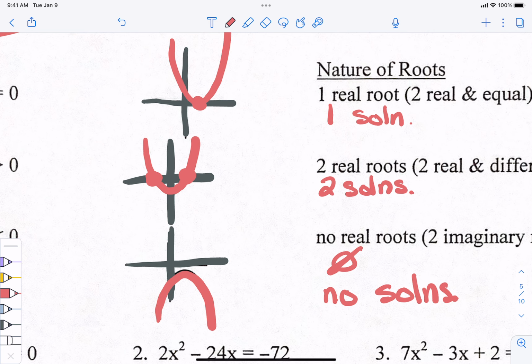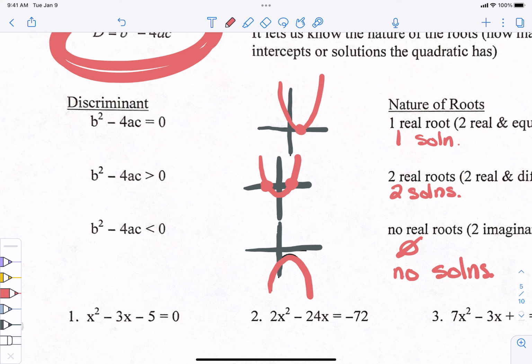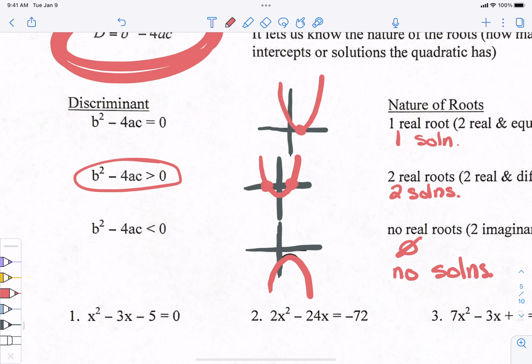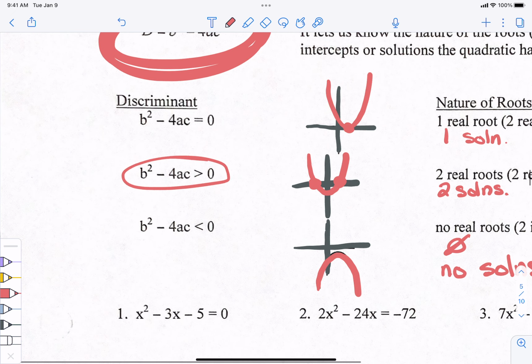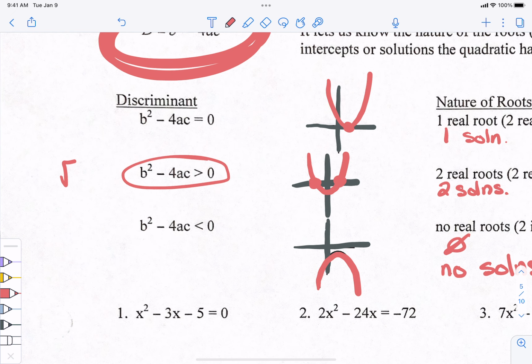Now, let's talk about when two solutions would happen, or when one solution would happen. Two solutions happen when your discriminant is greater than 0, meaning a positive number. Let me give you an example: the square root of 4. Our discriminant would be 4, and this is a positive number. They are saying that if that number is positive, we have two solutions.